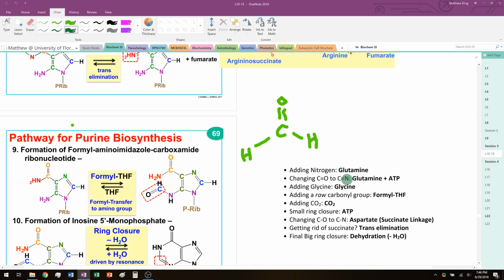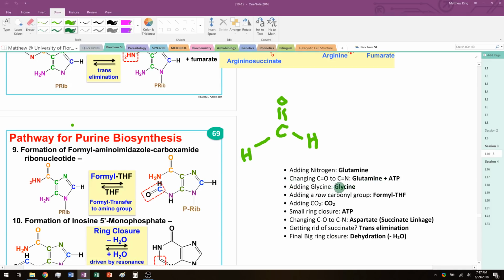Now, if we're talking about glutamine plus ATP, remember that involved a carbon double bond to an oxygen, and because we're still technically adding nitrogen out of nowhere, we're adding it to a C double bond O and changing it to a C double bond N. In both these two steps right here, we are adding nitrogen out of nowhere, but in order to add it to a double bond, you're also going to need ATP to make that happen. This one's kind of simple.